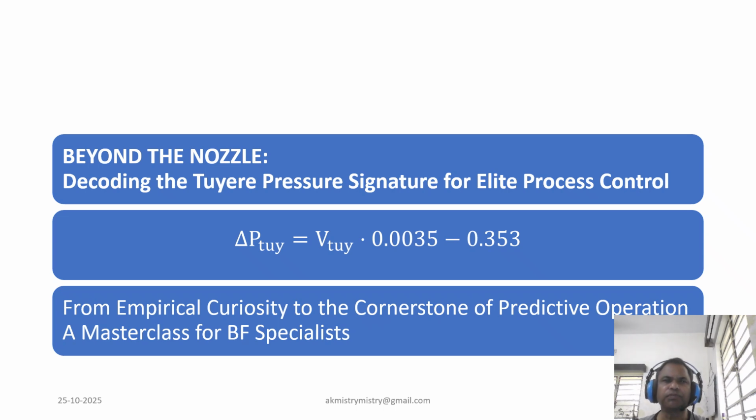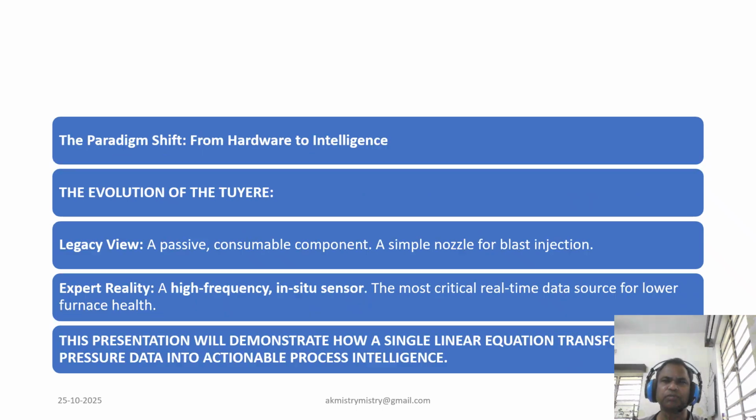The Tuyere is often seen as a nozzle for blast furnace injection, but in reality it is a high frequency sensor. The equation you see here, delta P Tuyere equals V Tuyere times 0.0035 minus 0.353, is the key. This is not just math, it is the bridge from empirical curiosity to predictive operation.